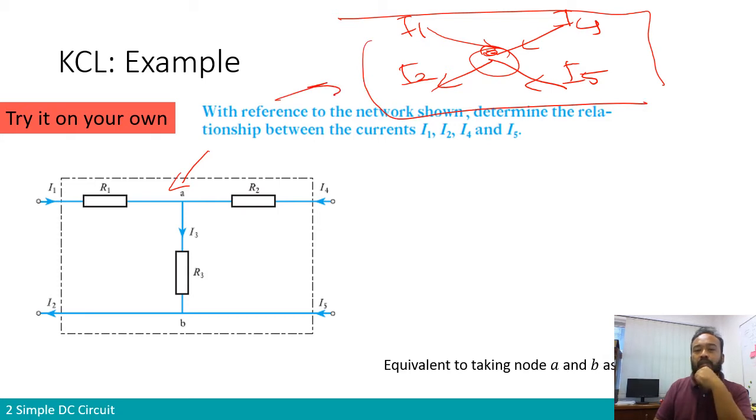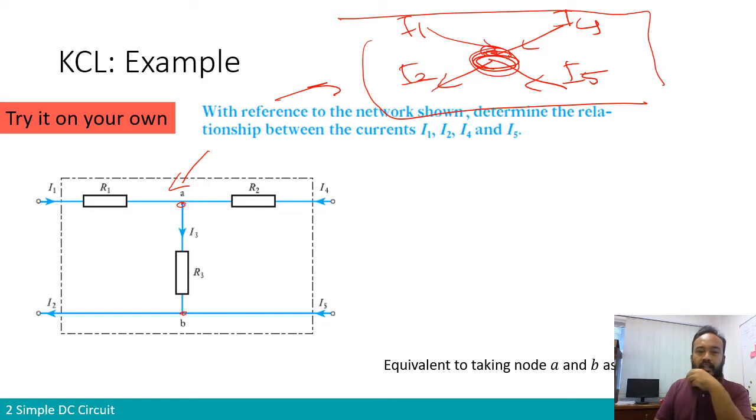From this point of view, the question asks, what is the relation between I1, I2, I4, and I5? So for us, what we need to do is basically to open up this node and look at what happens inside it in order to be able to write down the relationship between them, right? So what we can do is, when you open it up, we see that there is a node A and node B, or junction A, junction B.